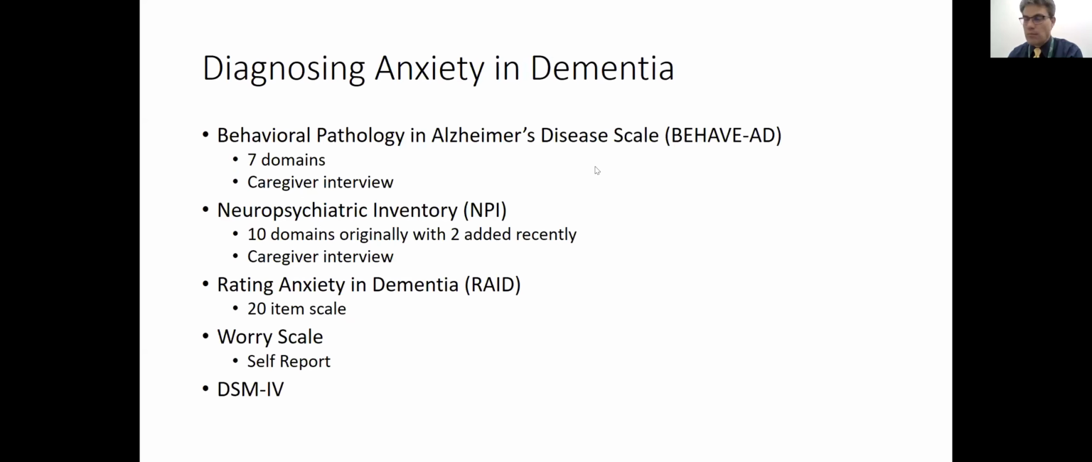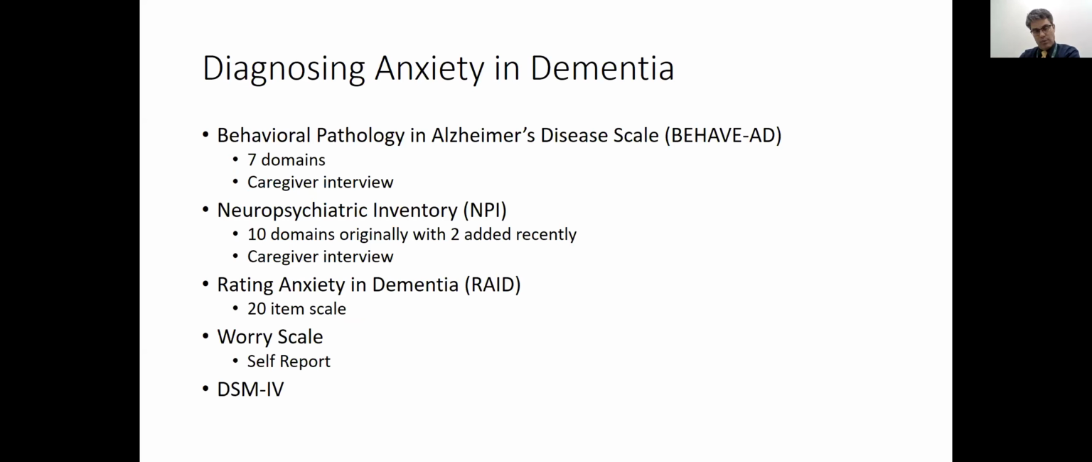Okay, now we're going to move on to anxiety. Again, we'll talk a little bit about how to diagnose anxiety in dementia. I'm not going to go through it too much. There's the Behavioral Pathology in Alzheimer's Disease scale, or the BEHAVE-AD. It has 7 domains and is a caregiver interview. It works pretty effectively, so if you're having trouble deciding if there's some anxiety, doing this may be helpful.